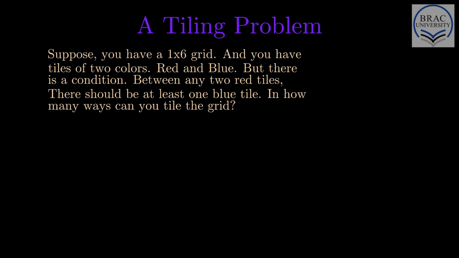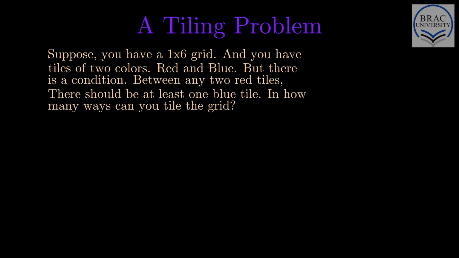So we have a tiling problem here. We have a grid of length 1 by 6 and we will tile the grid using tiles of only two colors, red and blue, and there is a condition. It says between any two red tiles there should be at least one blue tile. So we cannot have two red tiles together. So how many ways can we tile the grid without violating this condition?